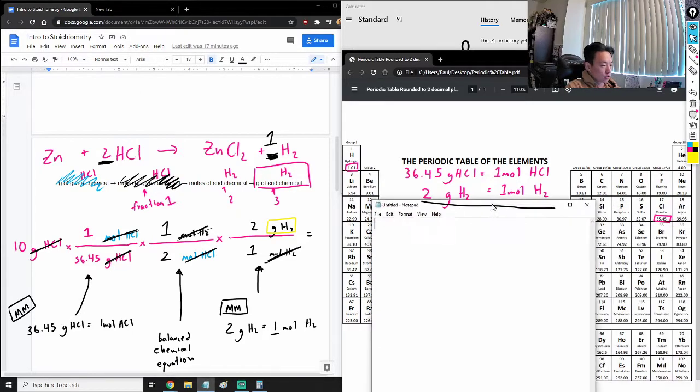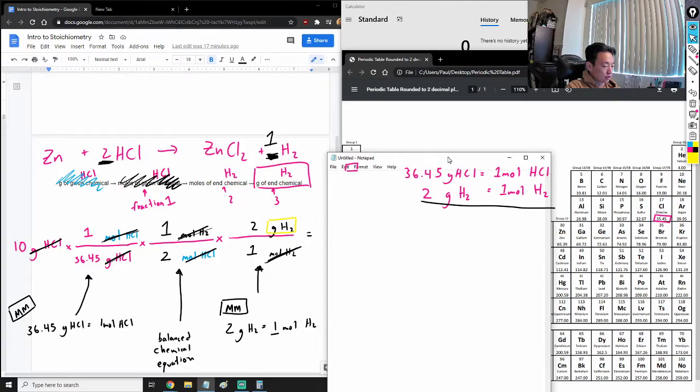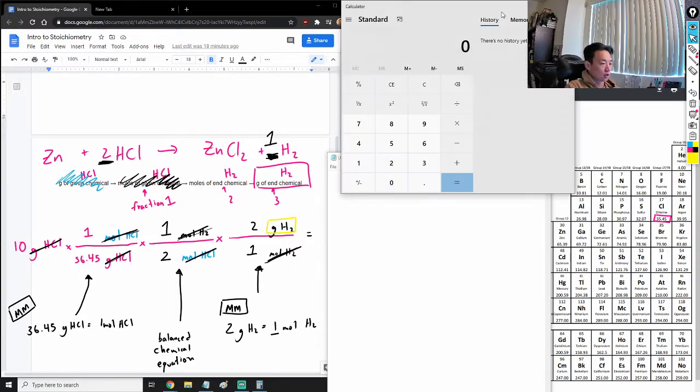Alright, so what we're going to do now is we're going to solve out this equation. Okay, so let me just clear out right here. Okay, so we're just going to go into our calculators, and it's the same thing as normal dimensional analysis. We multiply the tops and divide by the bottoms. So our starting number, the first number that we have is 10. And then we can go to the first fraction. We have 1 on the top, but we don't need to multiply by 1 because it's the same number, so we can skip that. On the bottom, we have 36.45, so we're going to divide by 36.45.